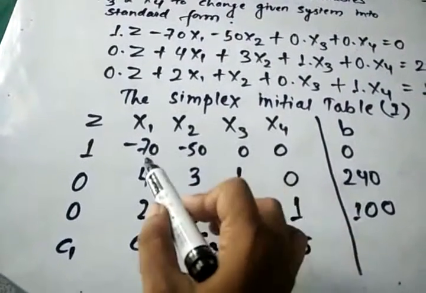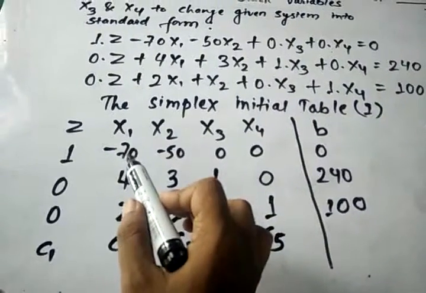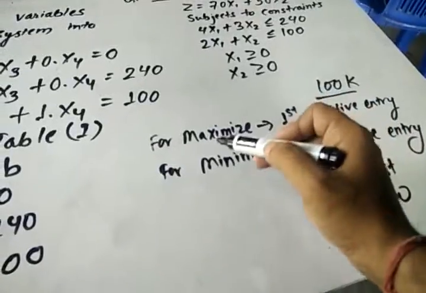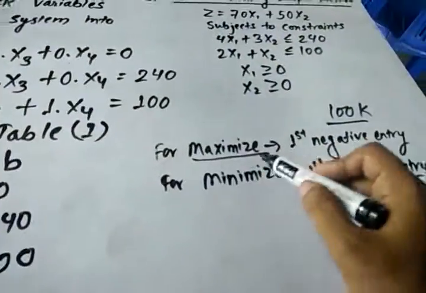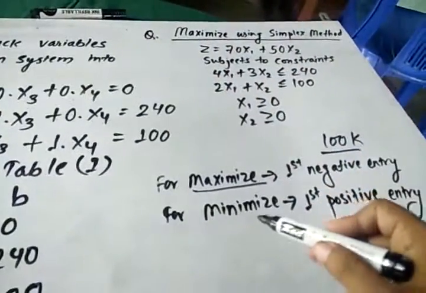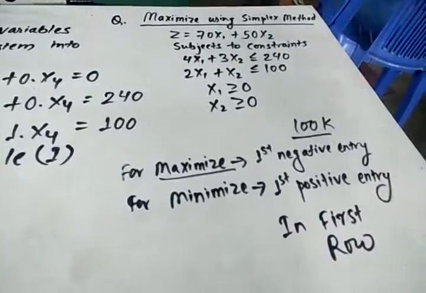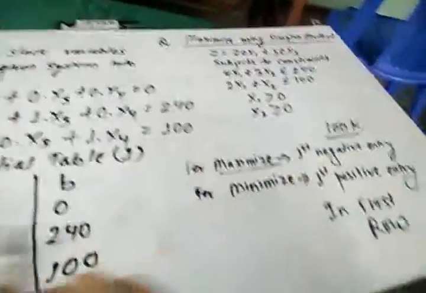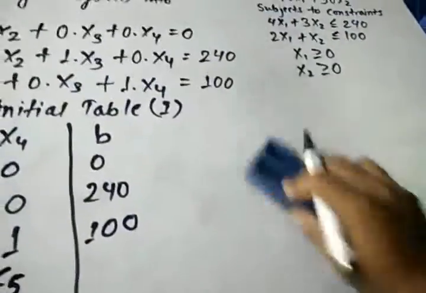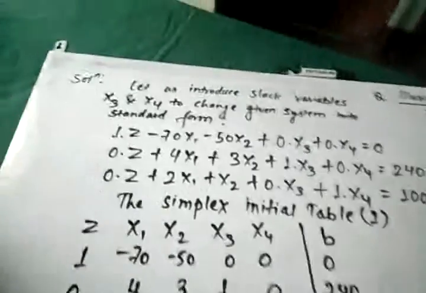Here the first negative entry is minus 70. Why do we look for the first negative entry? Because we have to maximize. Our question is maximize, so for maximize we look for the first negative entry. If it was given minimize, then we would look for the first positive entry. Considering this we will solve this problem. Now let us proceed.